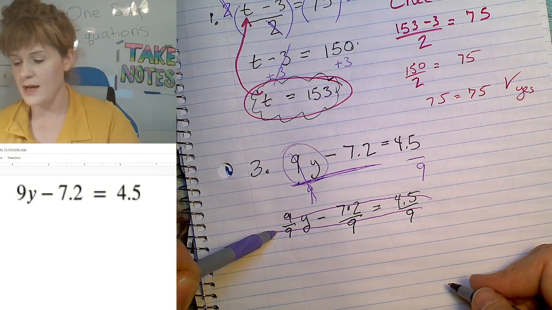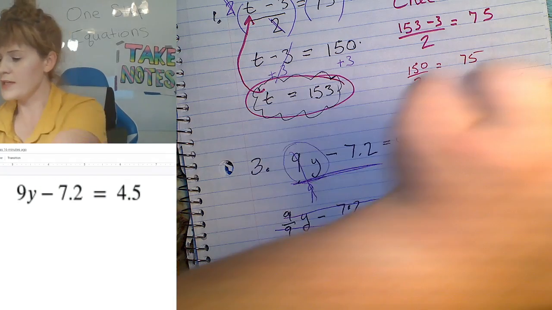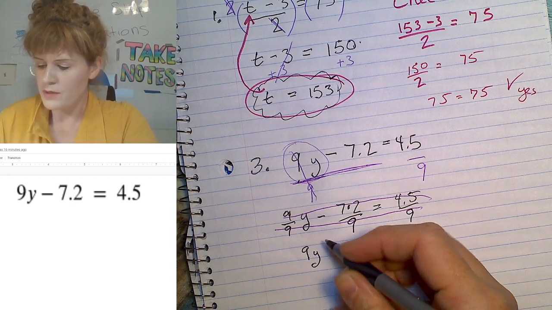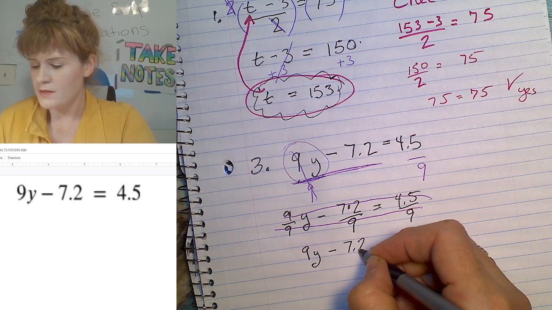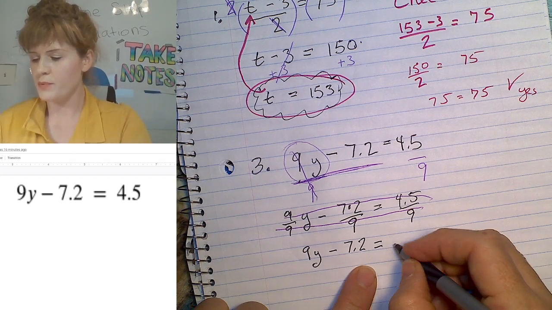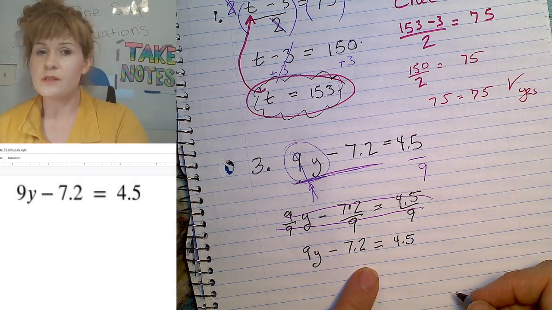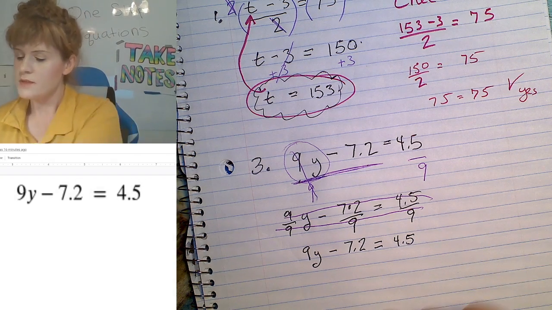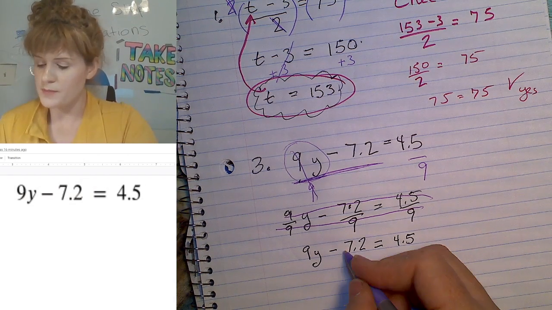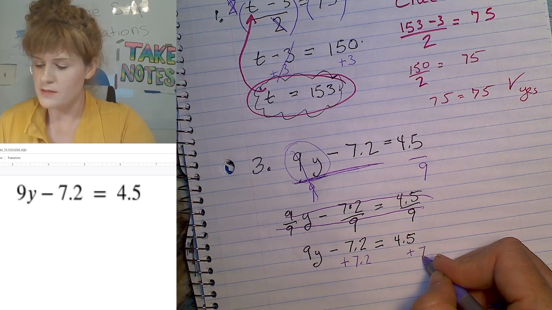I'm just going to cross it out and I'll change my color. Actually, I'll just rewrite it again so that there's no mistakes, no silly little mistakes. 9y minus 7.2 equals 4.5 was our original equation. So you see, I'm going to undo this subtraction first because I can add 7.2 to both sides.